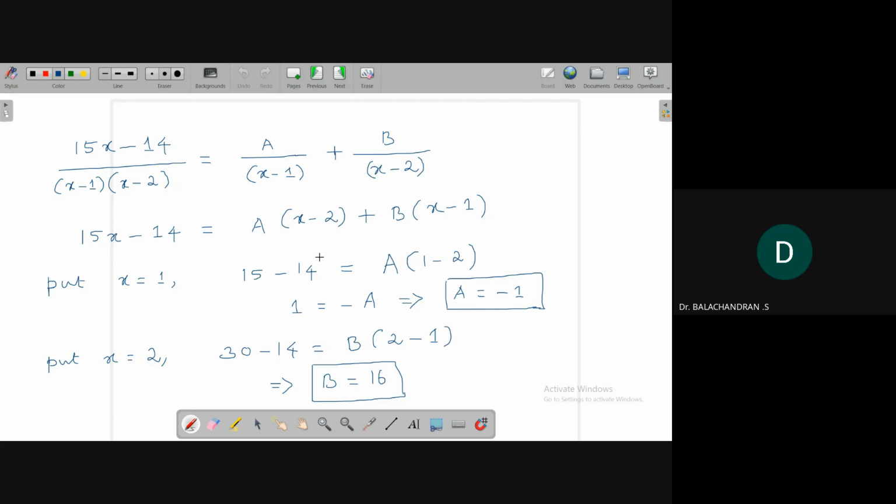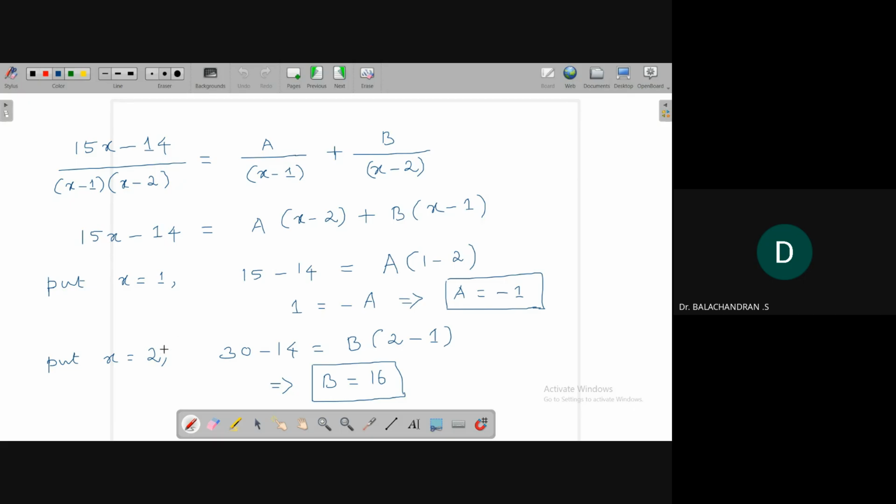If I put x is equal to 1, this term is 0. So the left side is 15 minus 14 is equal to a into (1 minus 2). So the left side is 1 equal to minus a. So a equals minus 1. If I substitute x is equal to 2, this term is 0.